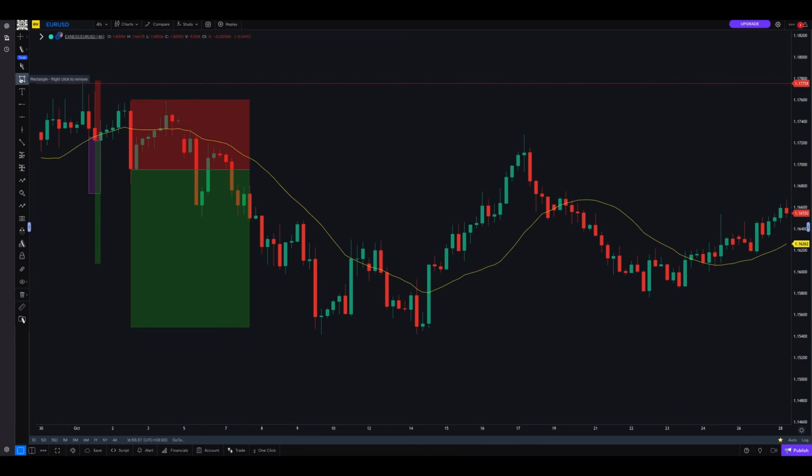You're going to measure the distance from the most recent low, which is here, to that candle that breaks above the moving average like this. Then you carry this like that and put it on top of that candle. That will be your take profit for a 1-to-1.